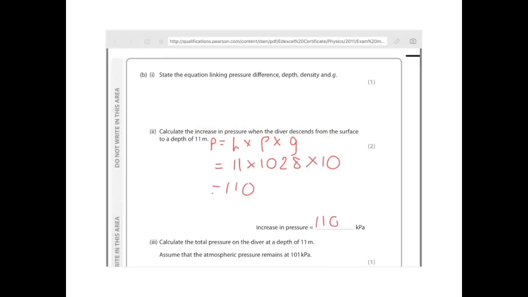Part 3: calculate the total pressure on the diver at a depth of 11 metres. Assume that the atmospheric pressure remains 101 kPa. Because it's worth only 1 mark, they've only given you a small gap. You shouldn't be doing any proper calculations here, so no substituting into equations. You simply need to add together your previous value to the atmospheric pressure. So that's 101 plus 110, which equals 211 kilopascals.